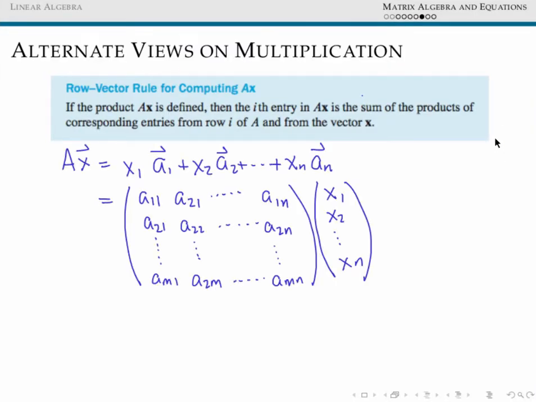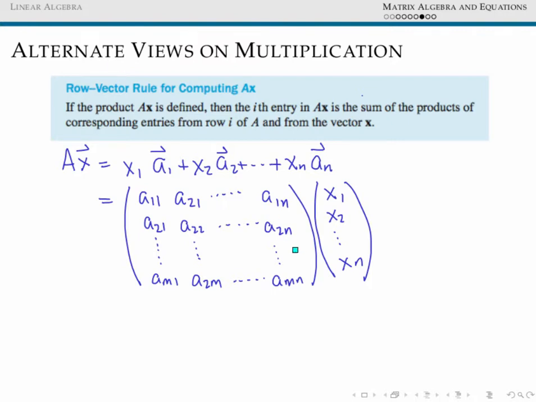Let's look at some alternate ways of envisioning multiplication. So you might notice here I've taken the liberty of writing up our definition of multiplication of a matrix and a vector using the product of our constants times all of our column vectors inside our matrix. You'll note there's actually a way we can picture this coefficient-wise as well.